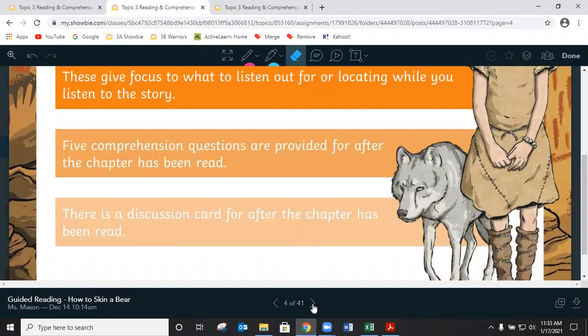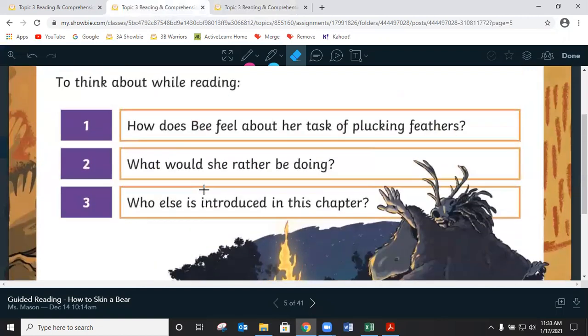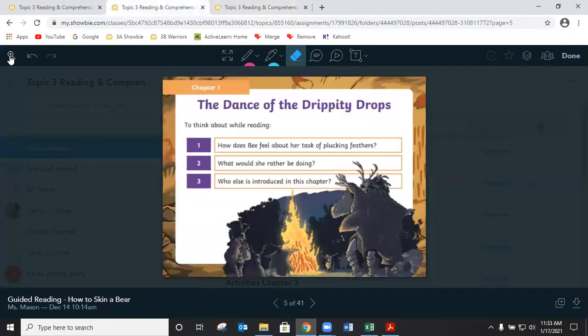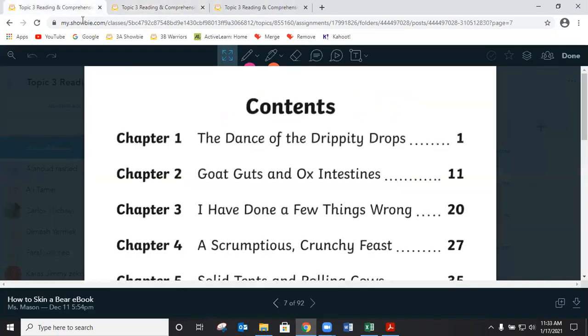If we have a look at the pre-reading questions for the Dance of the Drippity Drops. This is chapter 1. This is your homework. So before next week, I want you to complete reading the Dance of the Drippity Drops, page 1 until page 10. Before you read, first you're going to look at these questions.